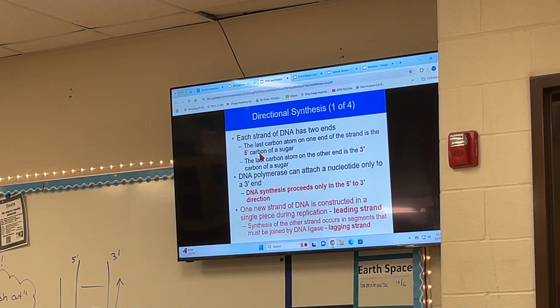So it goes from the 5' to the 3' direction, and that's the way that DNA synthesis, another term for replication, is always going to go. One new strand of DNA is constructed in a single piece, and this is called the leading strand, and then the other is called the lagging strand, and it's created in these chunks, and the chunks were called the Okazaki fragments.